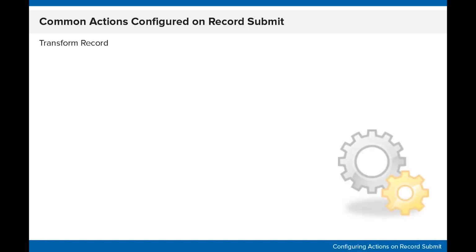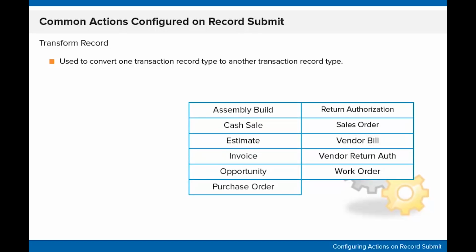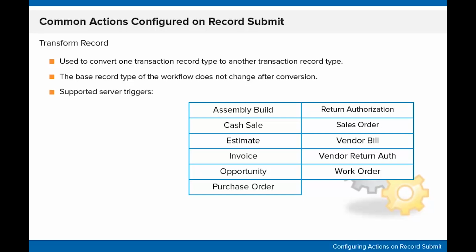The transform record action is used to convert one transaction record type to another record type. The transform record action can be configured for the record types shown here. When you transform a record, the base record type for the workflow does not change. For example, if you convert an estimate to an invoice, the base record of the workflow is still the estimate record. The transform record action can be configured on the following server triggers: after record submit, entry, and exit. It can also be configured for scheduled execution.